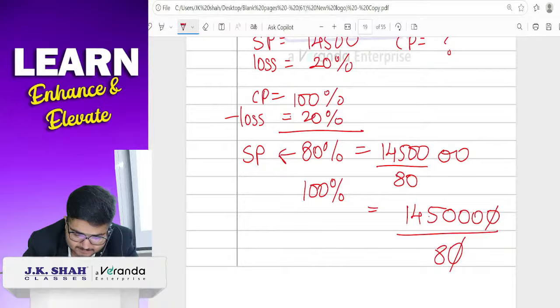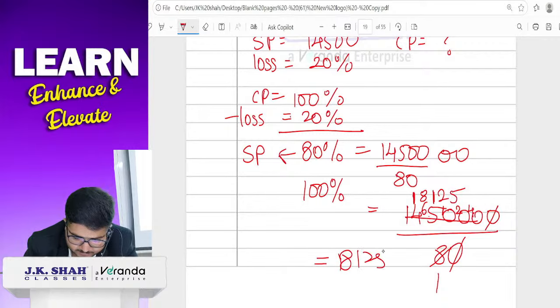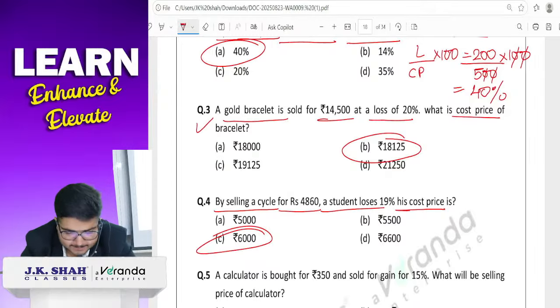0 0 cancel. 8 ones are 8. Remainder is 6. 8 8s are 64. Remainder is 1, so it becomes 10. 8 ones are 8. 2 is remainder. 8 2s are 16. 4 remainder. 8 5s are 40. So the answer is 18125. Can you see this option? Yes, option B. Right?